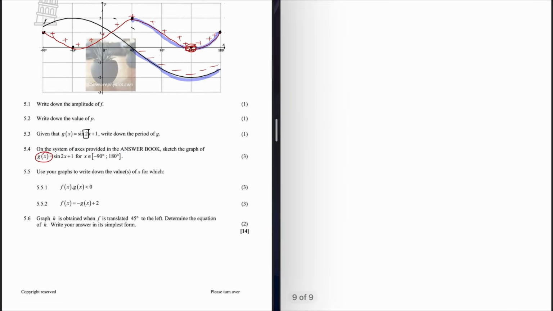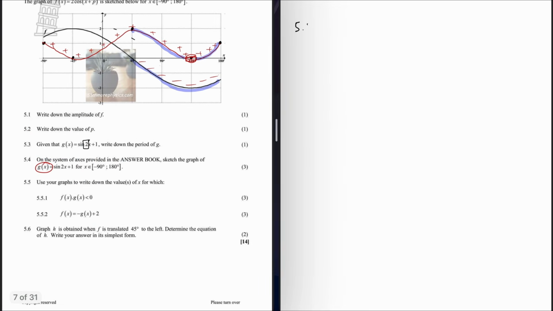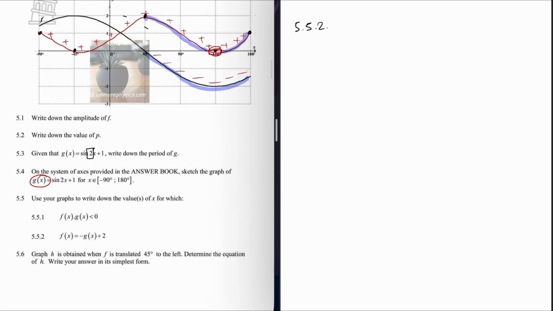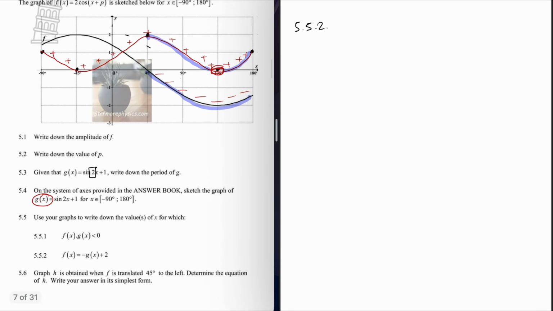Moving on now to question 5.5.2. f of x is equal to minus g of x plus 2. Now, there's a few ways you can solve this question, but what I've done essentially is I've said f of x, and I've taken the minus g of x across. So plus g of x is equal to 2. So essentially what I'm looking for is where there's going to be a sum. So where's the sum of the y values for these graphs going to give me a value of 2?